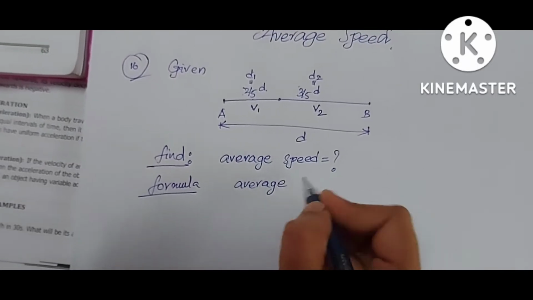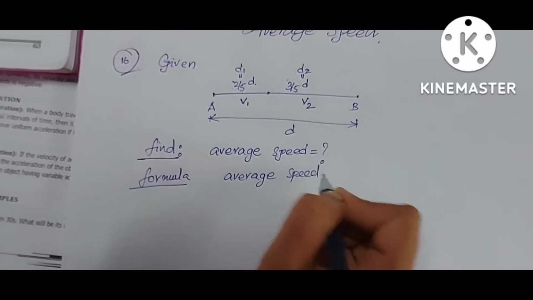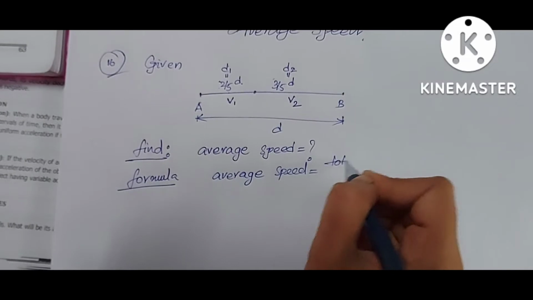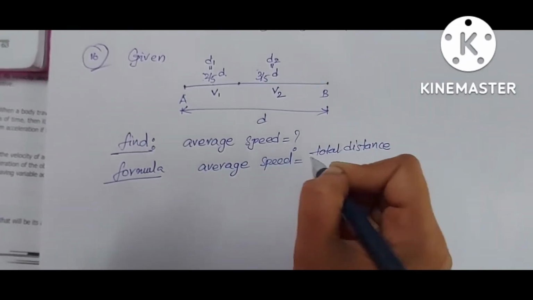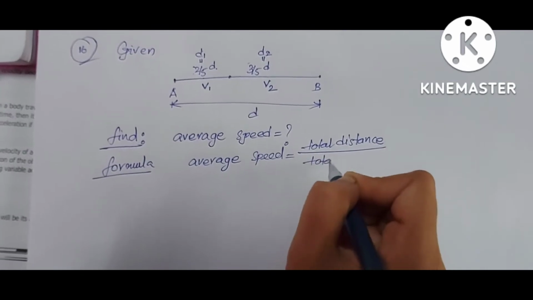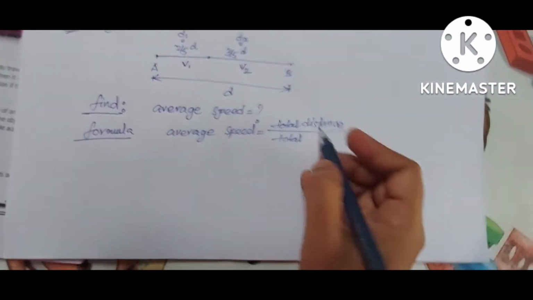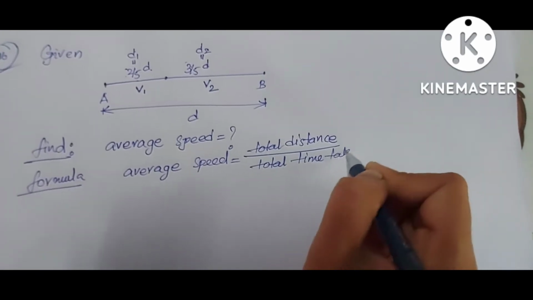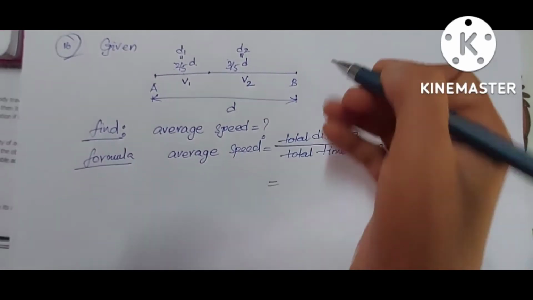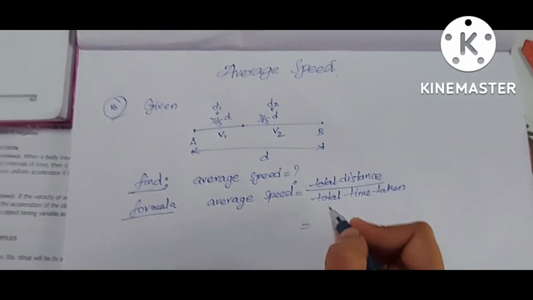Unless you remember the formula, we can't go for any problem. So average speed is equal to total distance by total time taken. Total distance by total time taken, the time taken to cover the distance, whatever it may be. In general, in a mathematical form, we will write it like this.